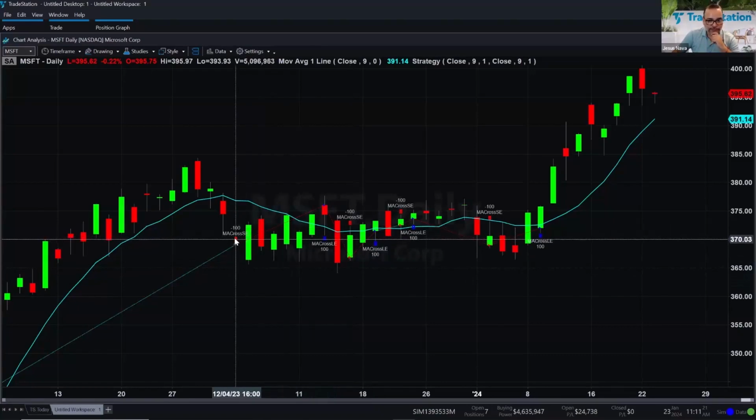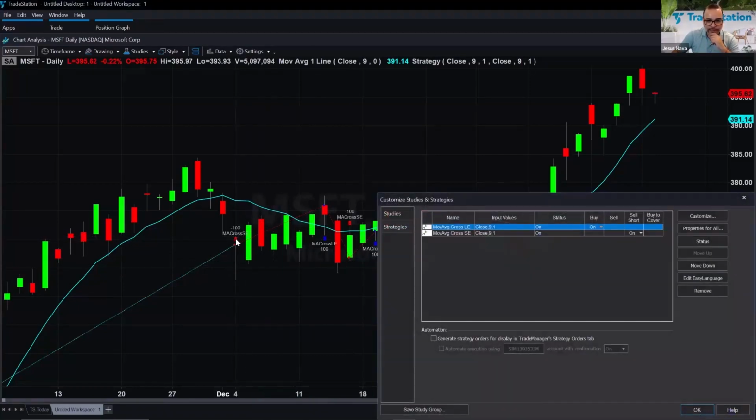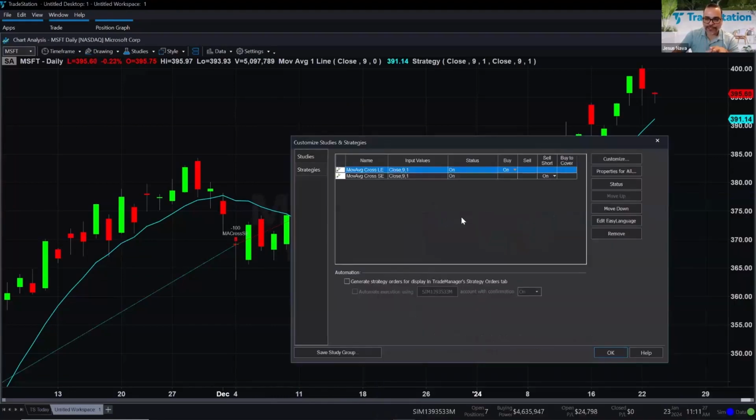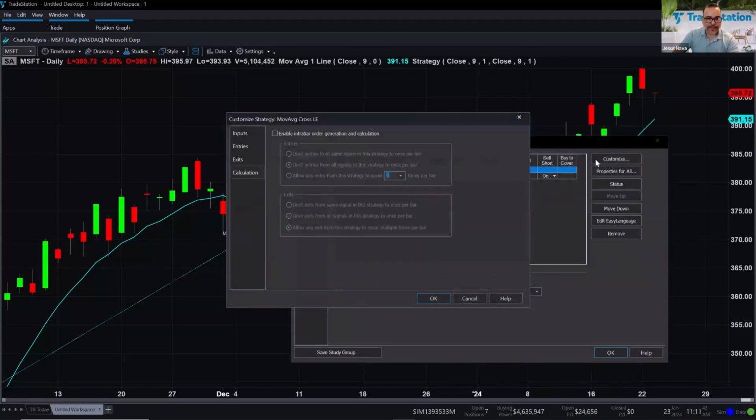I'm going to go here to the strategy settings. Let me double click here. And you can do it for both strategies. Every strategy will have a unique setting, and you can turn on and off each one of the strategies as you see fit. For example, here the long entry is the one that's highlighted. I'm going to click on customize here on the right-hand side. And in the calculation tab is where you control how the strategy is calculated.